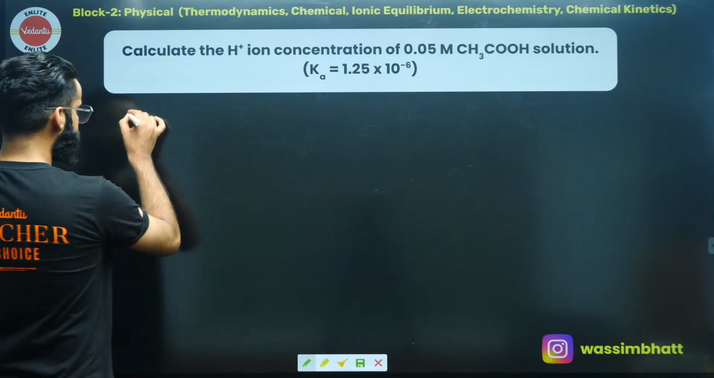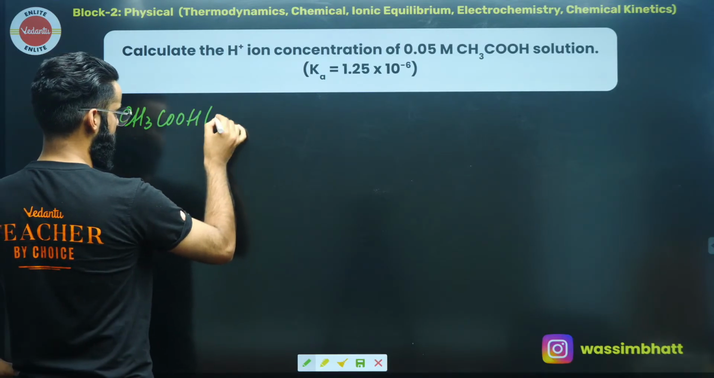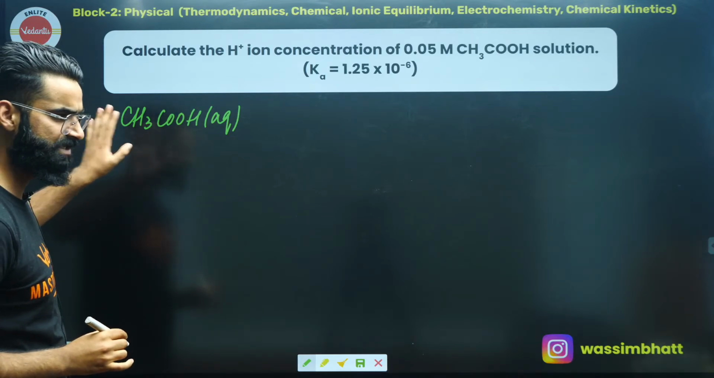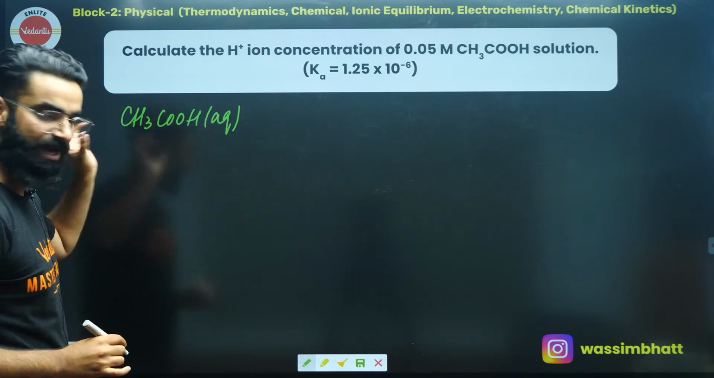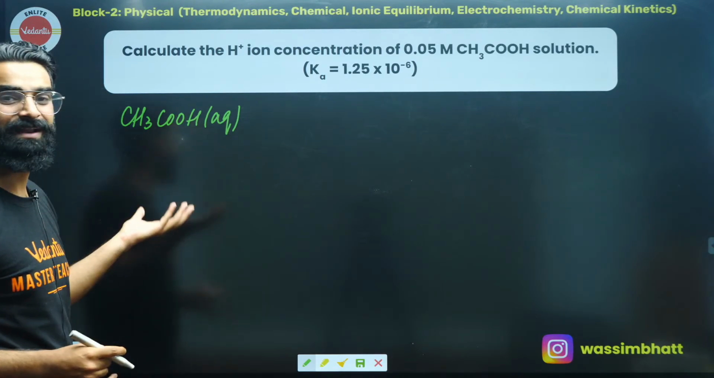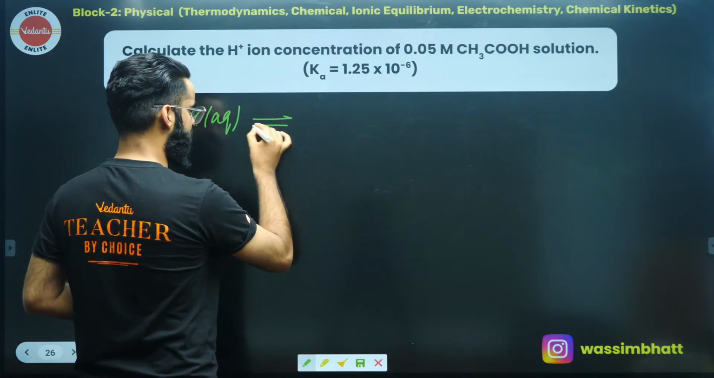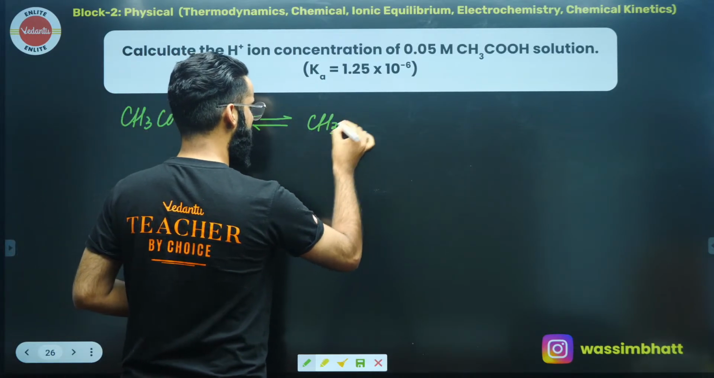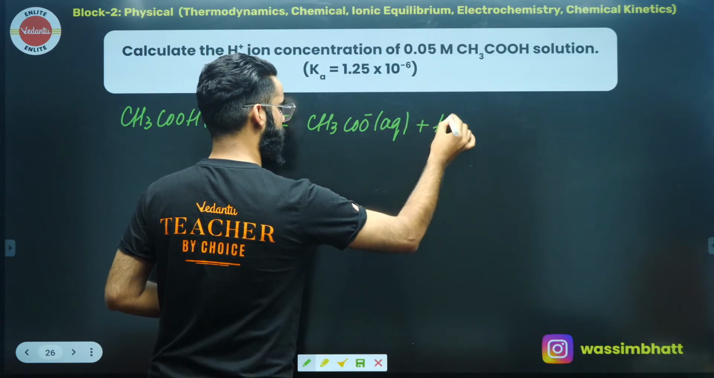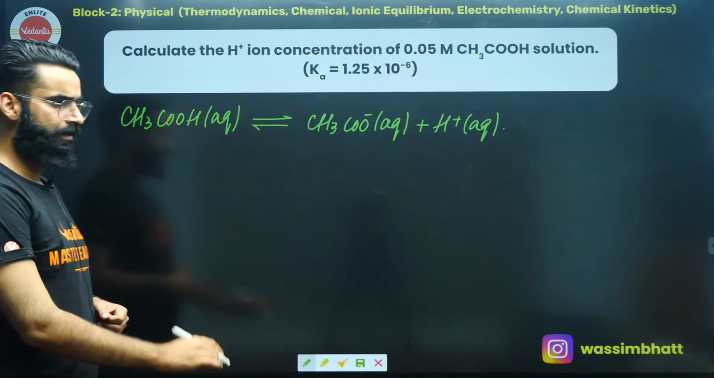So basically, you're starting with CH3COOH aqueous solution. If I ask you whether CH3COOH is a weak acid or strong acid, you must know it's a weak acid. Weak acids as well as weak bases are considered weak electrolytes, and all weak electrolytes always remain in equilibrium with their ions. Its ions are going to be CH3COO- aqueous plus H+ aqueous, right? This is going to be the reaction first of all.